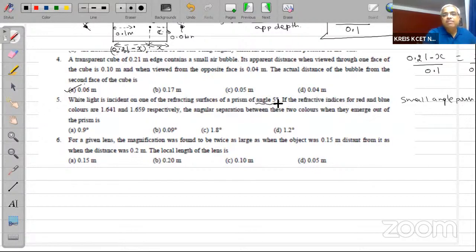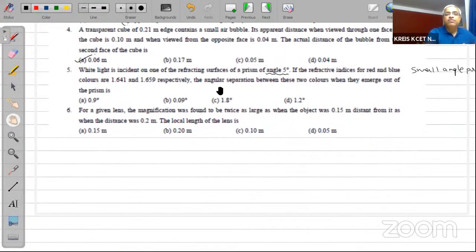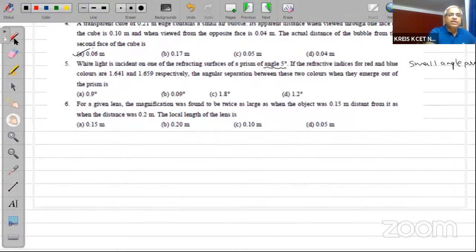ನಾವು ಈ ತರ ವ್ಯಾಲ್ಯೂಸ್ ನೋಡಿದ ತಕ್ಷಣ ನಮ್ಗೆ ಇಮಿಡಿಯೇಟ್ ಆಗಿ ಇದೆಲ್ಲ ಅರ್ಥ ಆಗ್ಬಿಡ್ಬೇಕು. It's a small angle prism. If the refractive indices for the red and the blue colors are 1.641 and 1.659 respectively, the angular separation between these two colors when they emerge out of the prism is a very interesting one. I have to find out what is the angular separation between them.